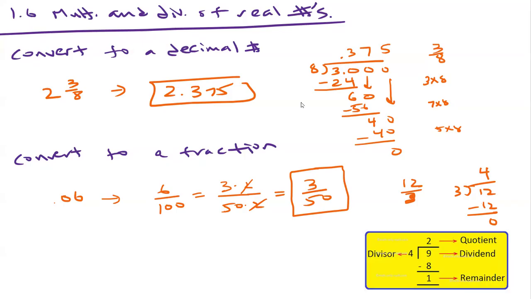To refresh your memory, if we did 12 divided by 3, the 3 would be the divisor, right? It's always hard to remember what the terms are, but the 3 is the divisor, what you're dividing into. So the 12 is the dividend, okay? And then your result is the quotient. And if you have a remainder, then that's your remainder.